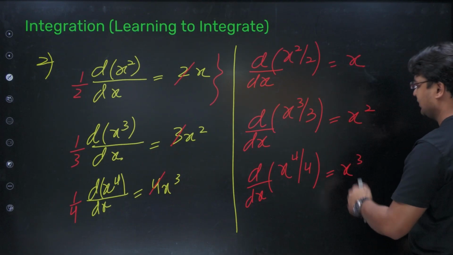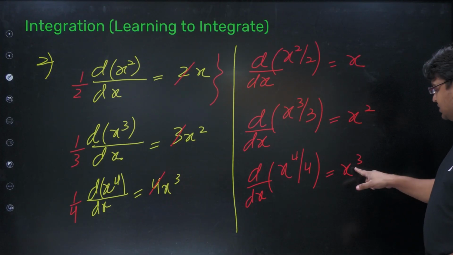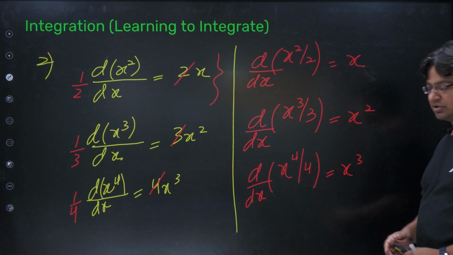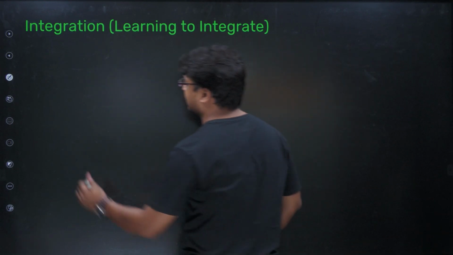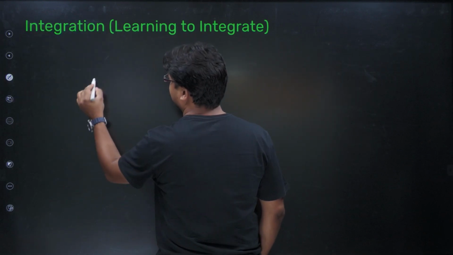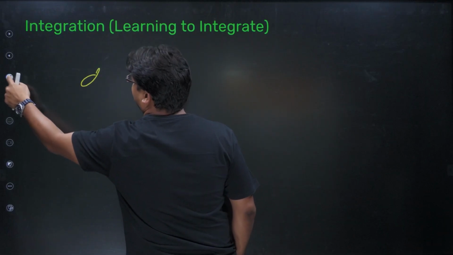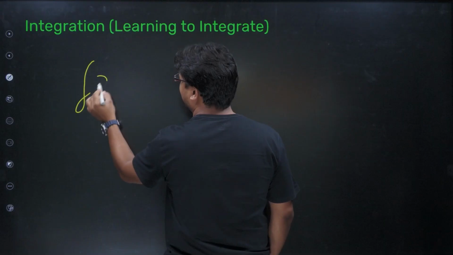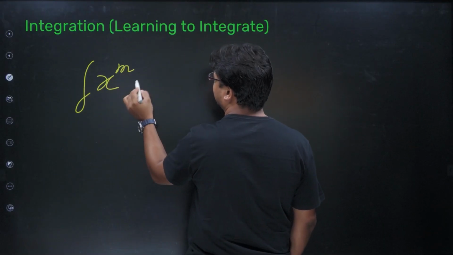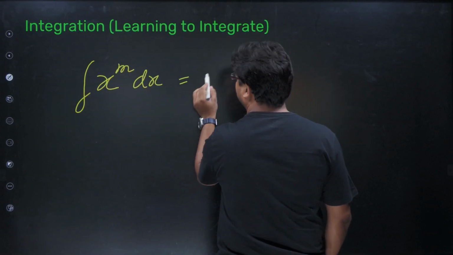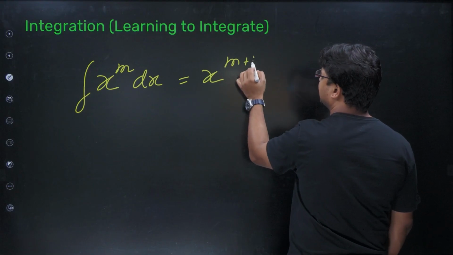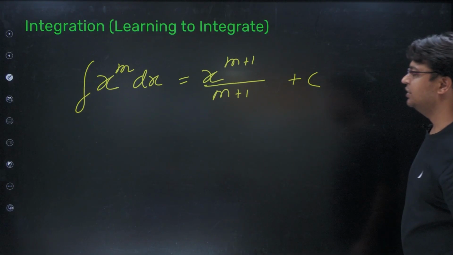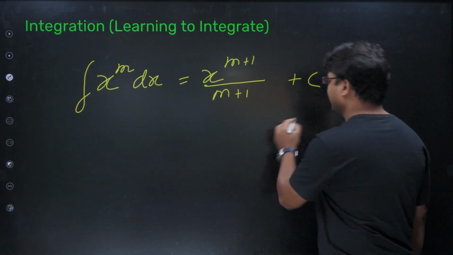Do you see a trend here? Whatever number is appearing here, we are getting one more than that here and one more than that here. So the general rule that we can make is this. Integrating x raised to power, let's say, m with respect to x will give us x raised to power m plus 1 by m plus 1 plus a constant. That's a different thing. So that would be the general rule that you have to remember.